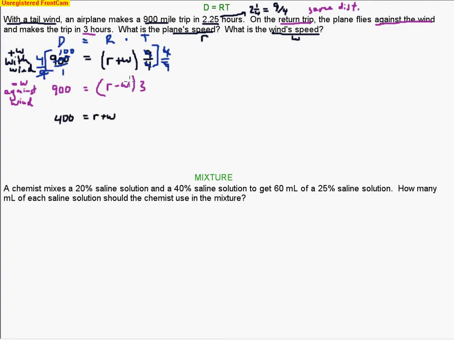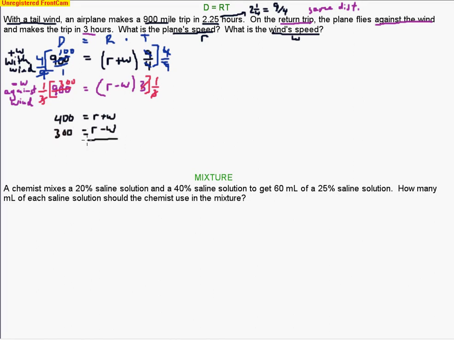Down here, we're going to do the same sort of thing. Let's multiply by the reciprocal. Let's take this 3 here and multiply by 1/3. That'll cancel out the 3 there. Do the same thing here, and I see that 3 goes into 900 300 times. So there's our new number, and we can rewrite that: 1 times 300 is 300 equals R minus W.